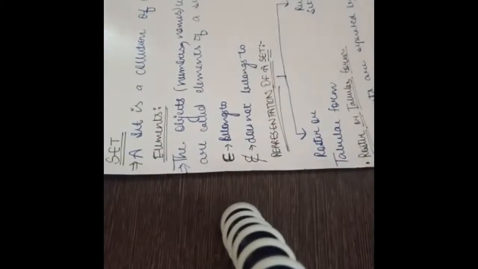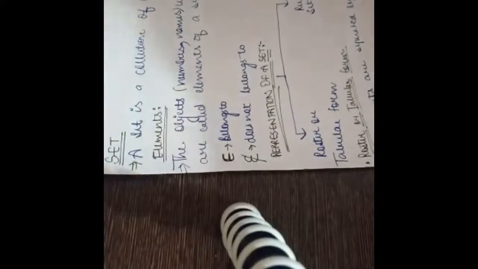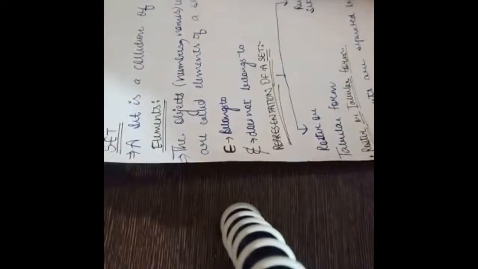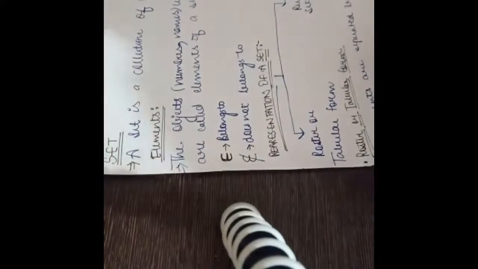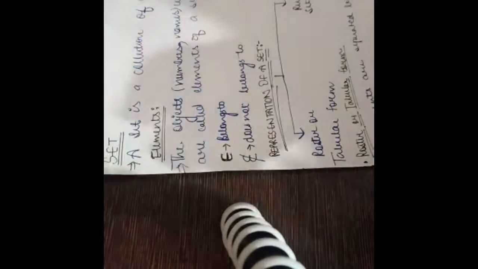A set is a collection of well-defined objects. Now, what is meant by the word well-defined objects? Well-defined objects are those objects which have a definite meaning. The things that exist already. The things that do not exist are not counted in a set.